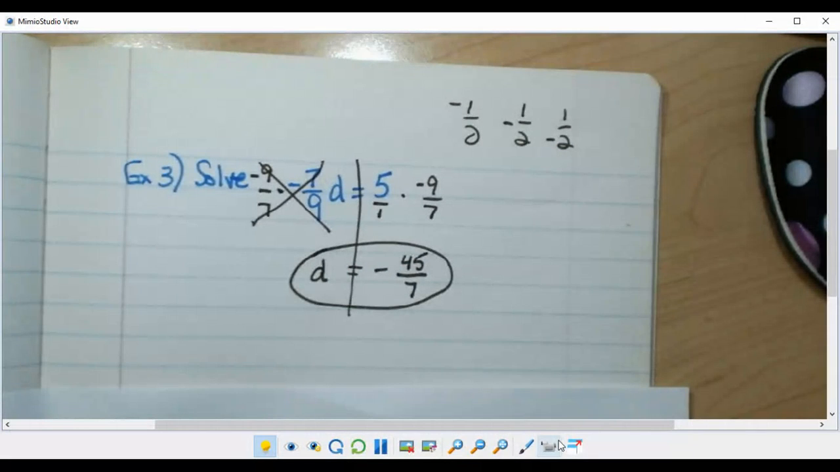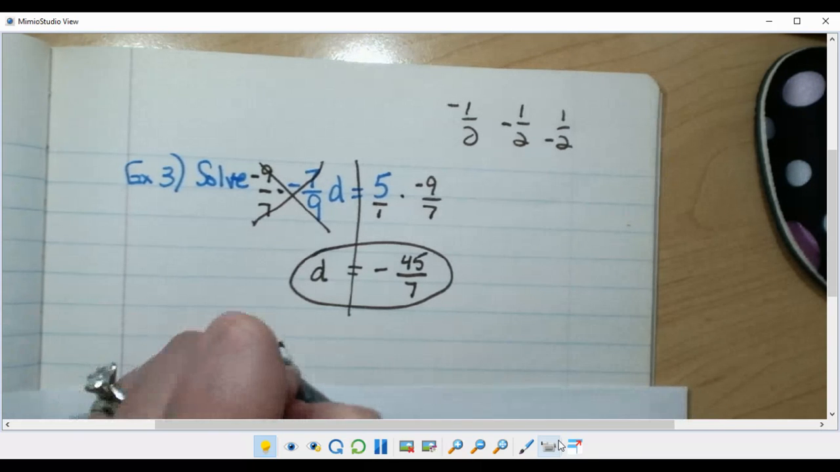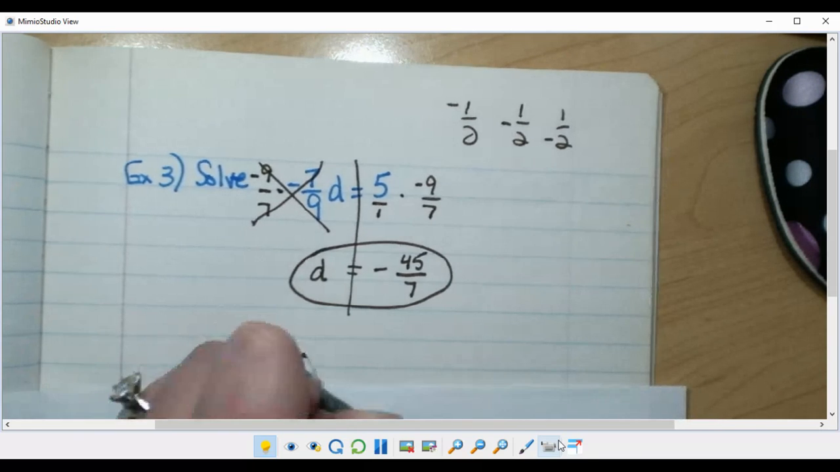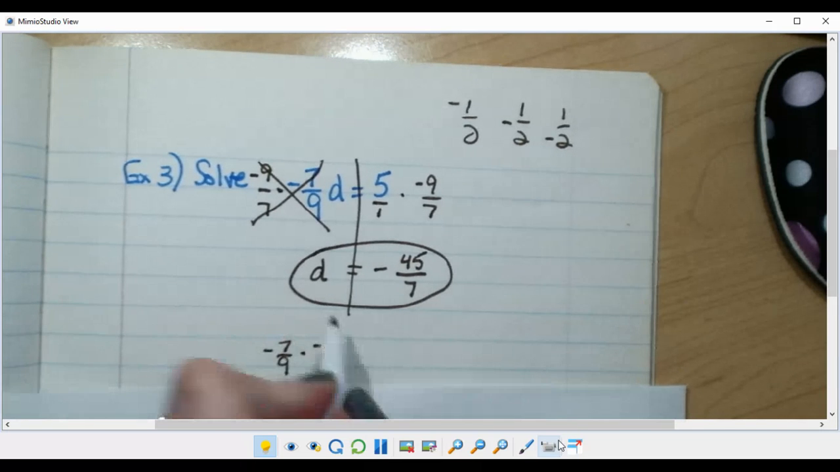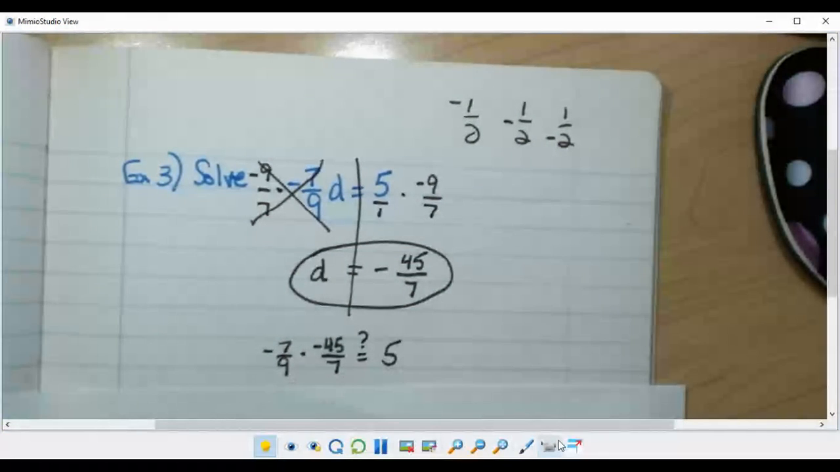You can leave it in improper form. I'd actually prefer you to leave it in improper form. If you insist, you can switch it to a mixed number, but it's an extra step. It's an extra chance to make a mistake. Not worth it. Okay? When you go to check, you take your original, you multiply by what you think the answer is, and you check to see if it works out.